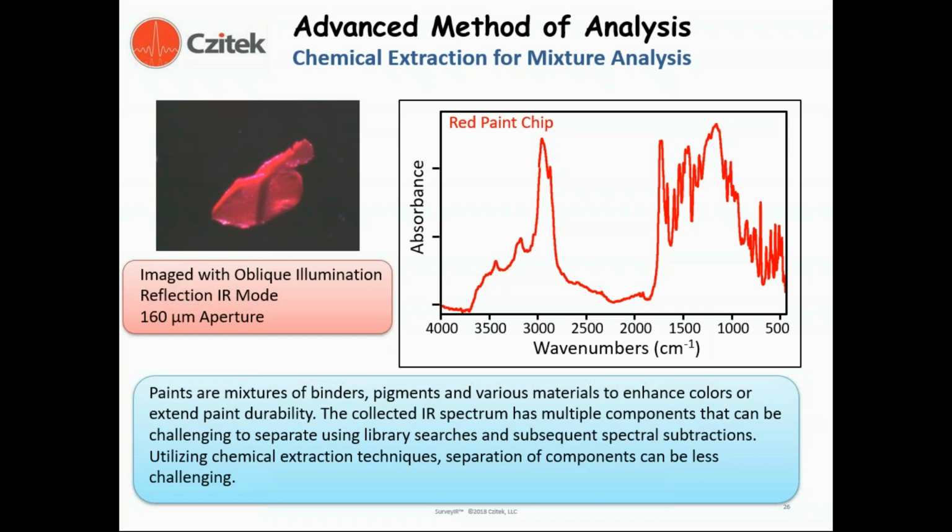So here we have a red commercial paint, which is imaged. This is an artist's paint in this case, which is imaged with oblique illumination. We measured the chip in reflection mode, in this case with 160 micrometer aperture, and the sample is fairly thick. We do see decent band definition, but nevertheless the bands are fairly broad, particularly these strong bands, and the sample is a little thick.